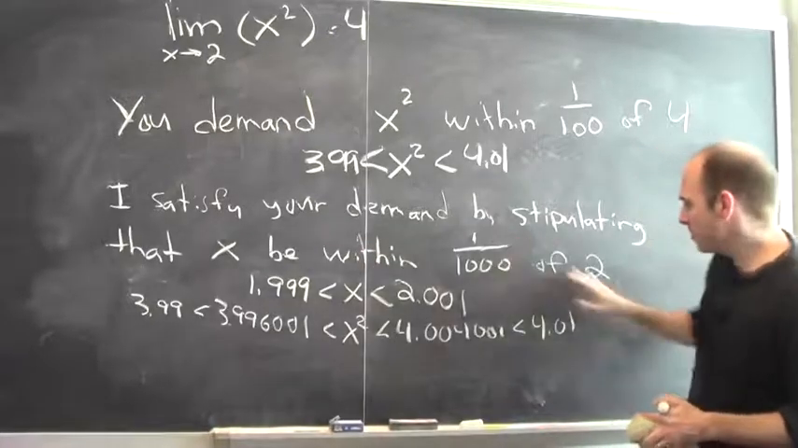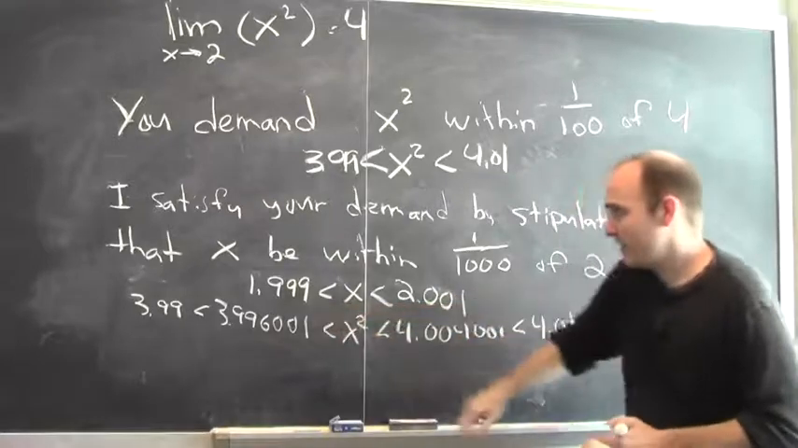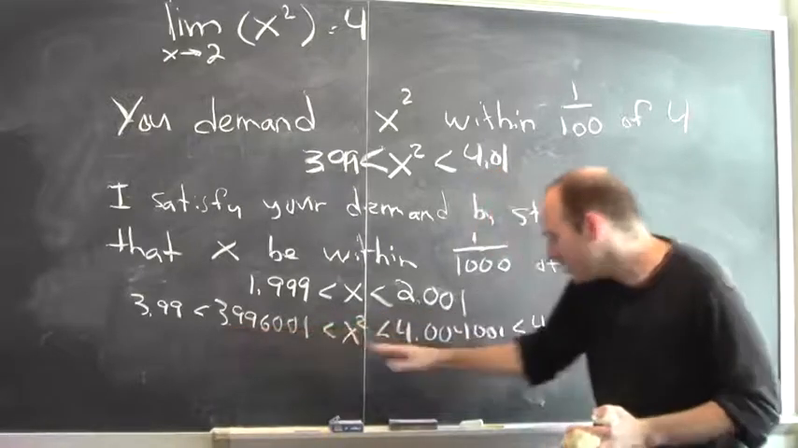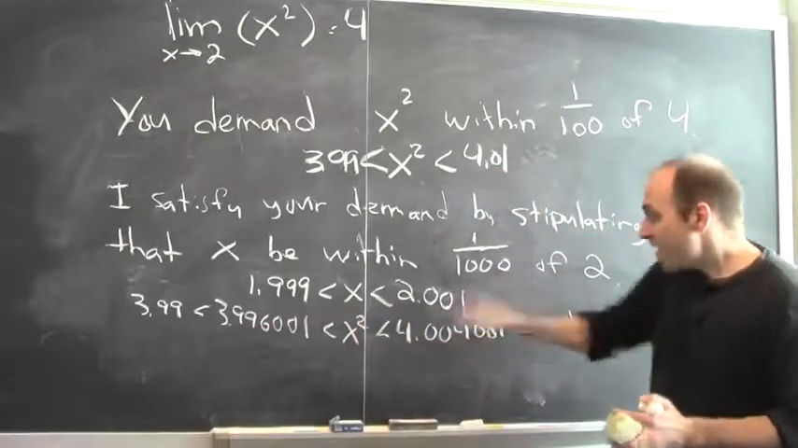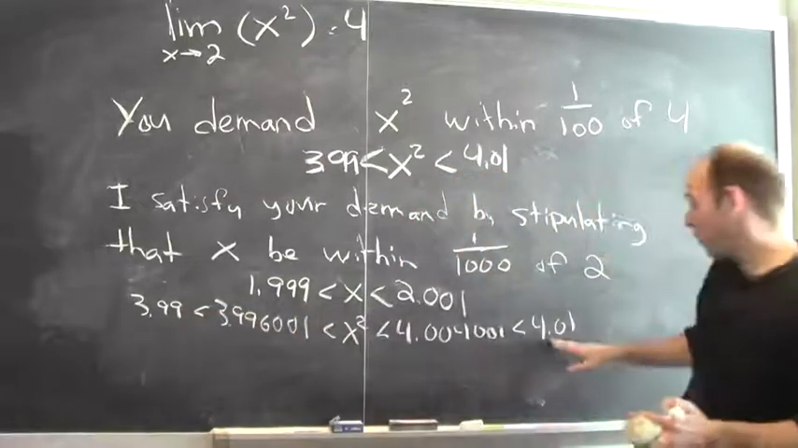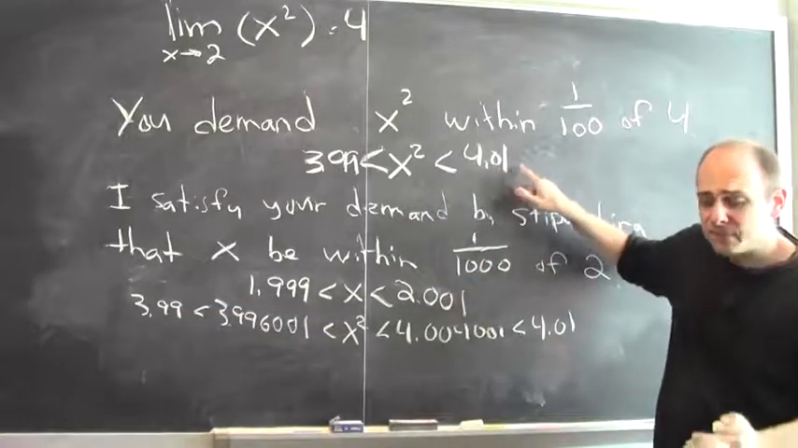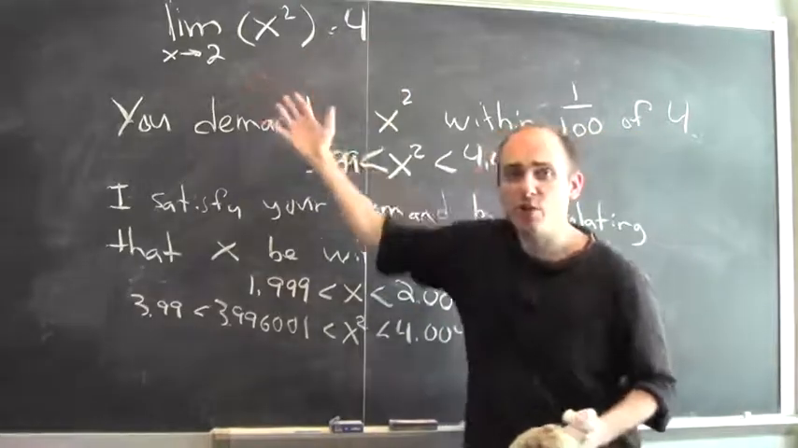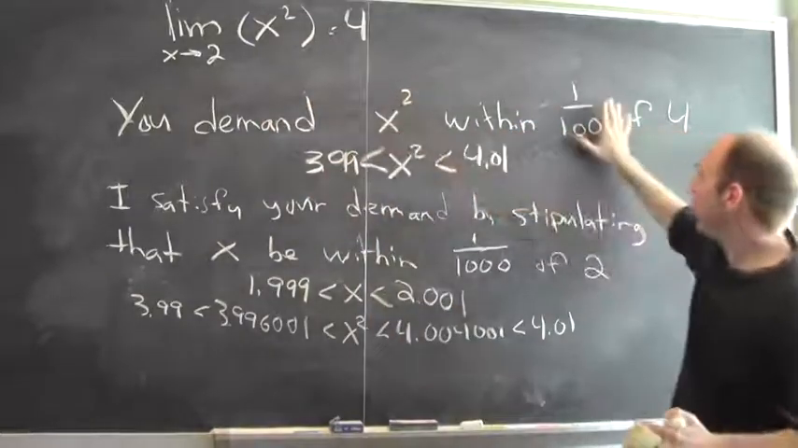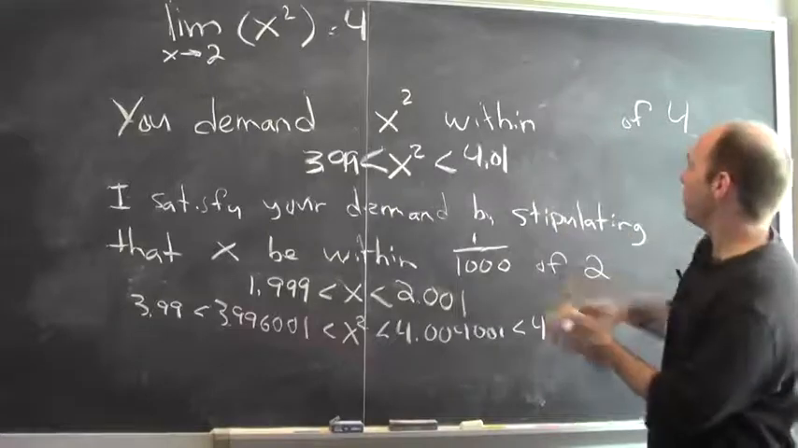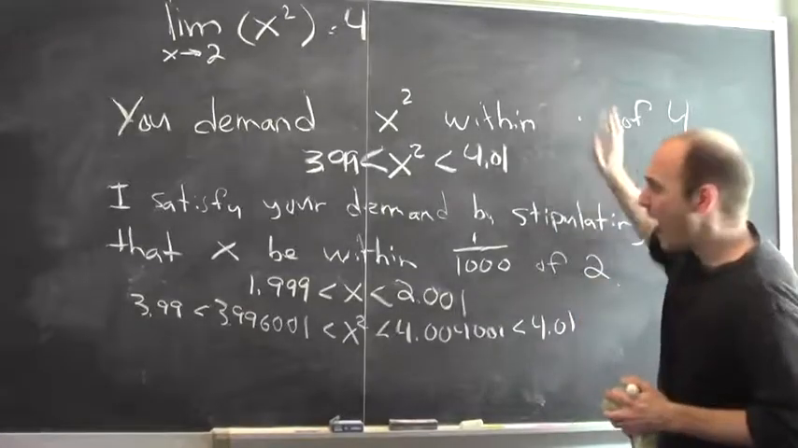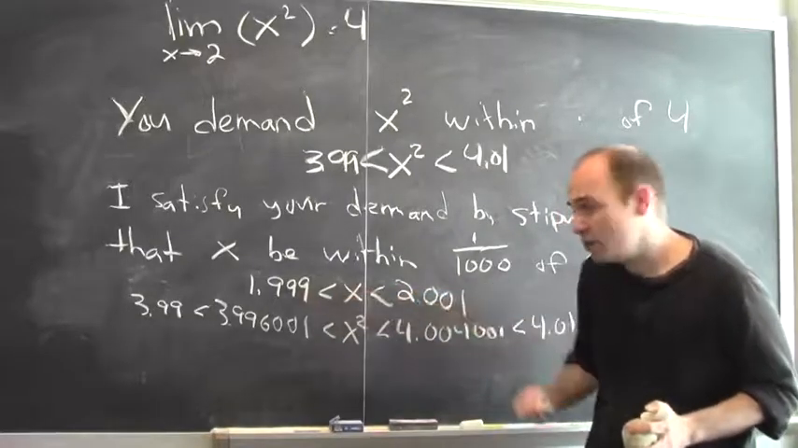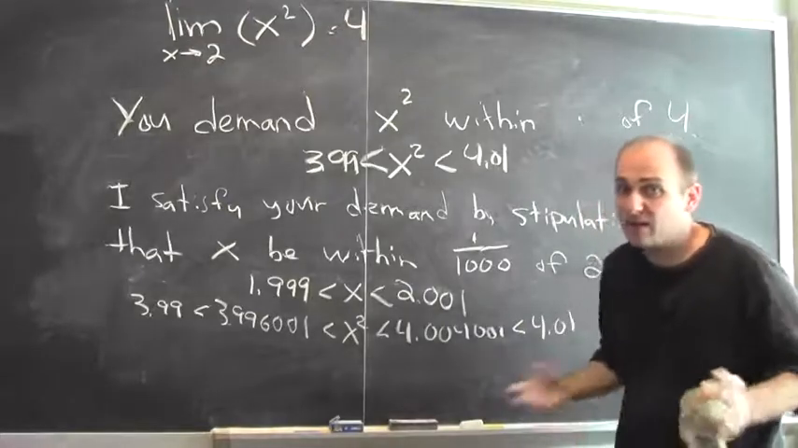So if x is within 1,000th of 2, that means x is between 1.999 and 2.001. That means that x squared is between 3.996 and 4.004, a little bit more. That makes x squared be between 3.99 and 4.01, which is exactly what you demanded. So this is the structure of what it means to say that the limit of x squared is 4 as x approaches 2. It means no matter how close you demand x squared to be to 4, even if this epsilon were replaced by a very tiny number, I'd be able to find some other distance, some number to put here, so that as long as x is that close to 2, then x squared is as close as you wanted to the number 4.